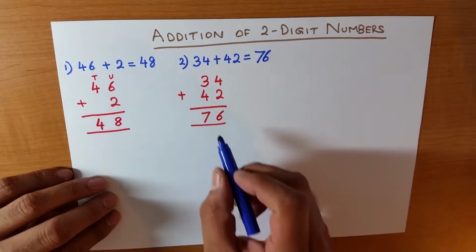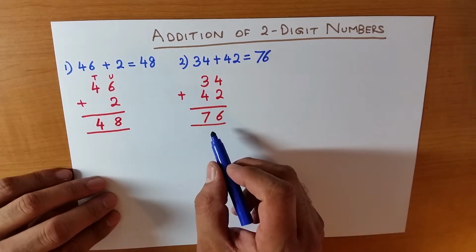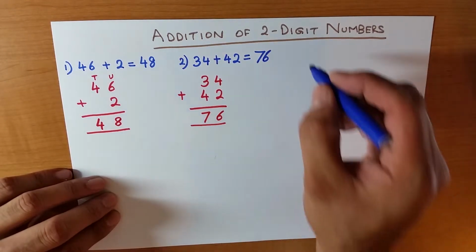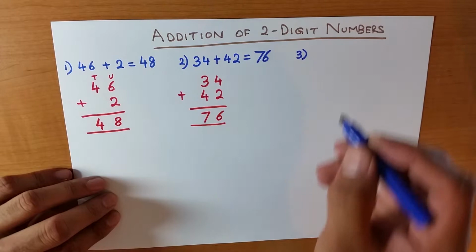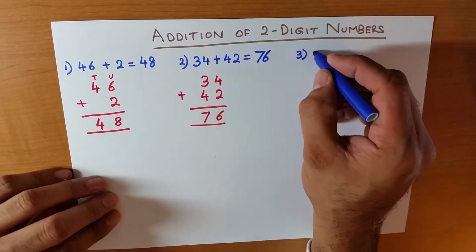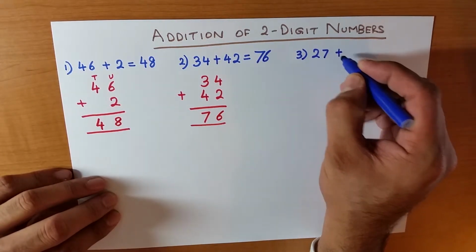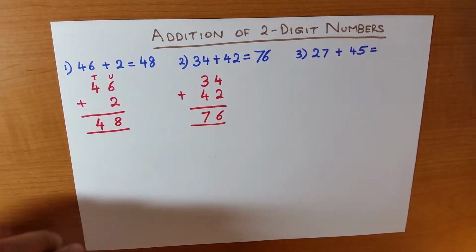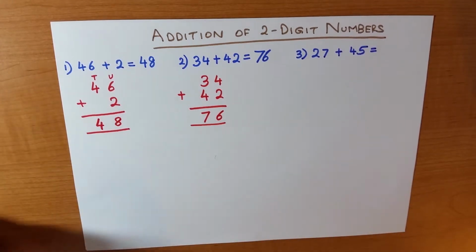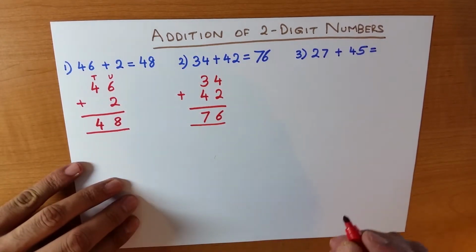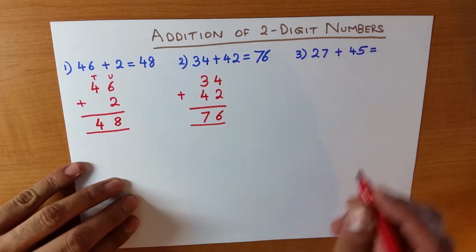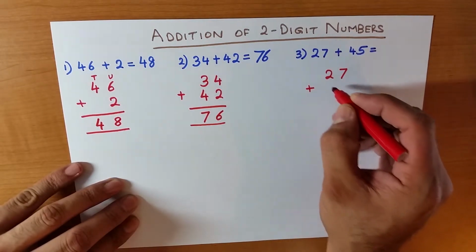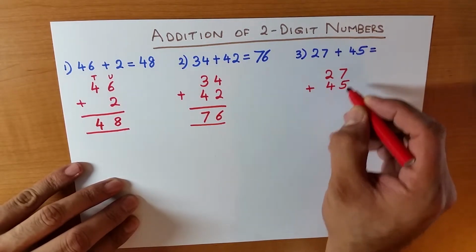Now what if one of the columns adds to 10 or more? How do we work through that? Let's use another example. What is 27 plus 45? Does that look difficult? Well, let's go through it using the vertical format. 27 plus 45.